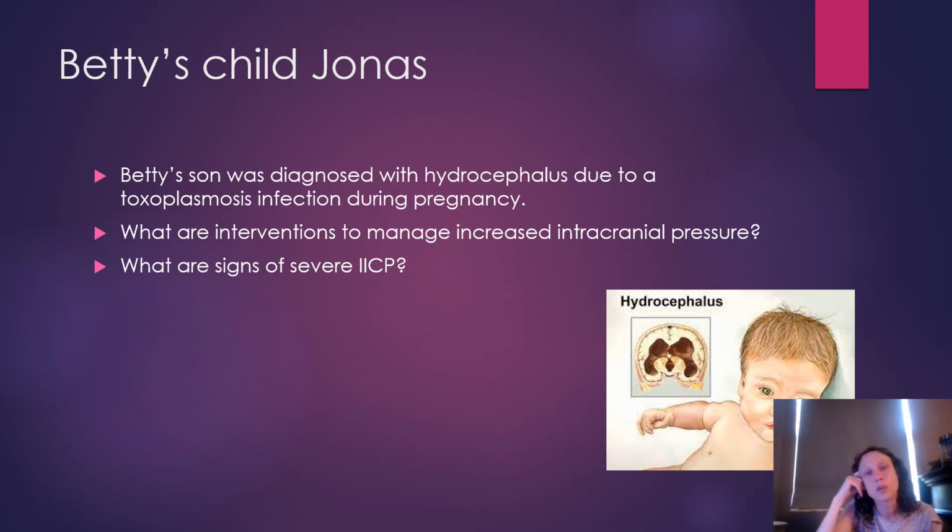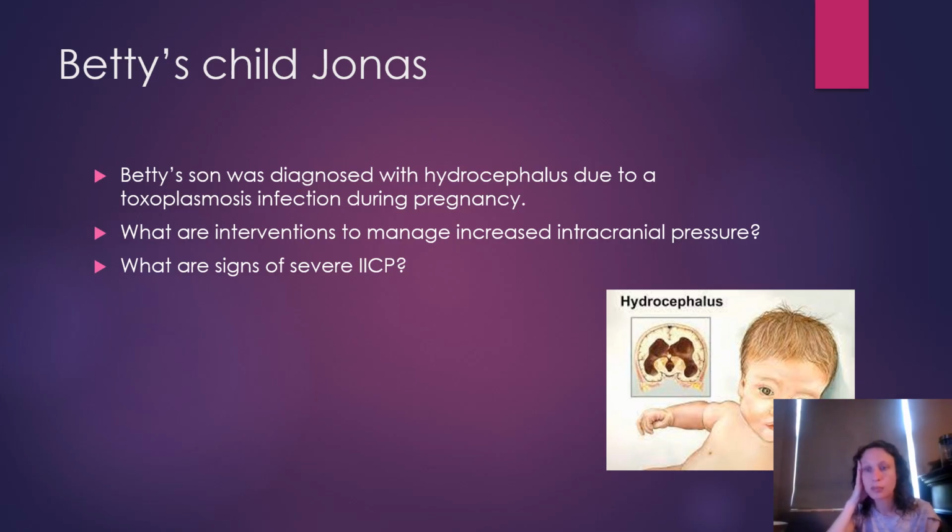Okay, so Betty's son was diagnosed with hydrocephalus due to toxoplasmosis infection during pregnancy. What are interventions to manage increased intracranial pressure? So remember, with intracranial pressure, we want to do positioning. So our positioning is going to be between 15 to 30, right? For a baby, 15 to 30. For an adult, a lot of times you're going to still see 30, but like I said, Saunders does say up to 45 degrees. You want to be careful though, because hip flexion can increase intracranial pressure. You guys remember that. Hip flexion and neck flexion can increase intracranial pressure.